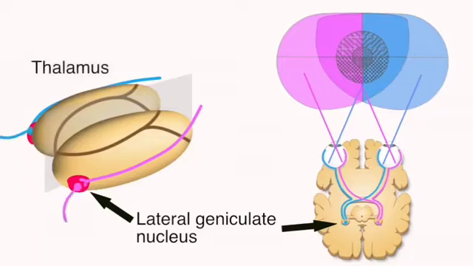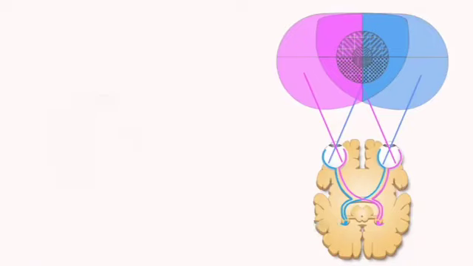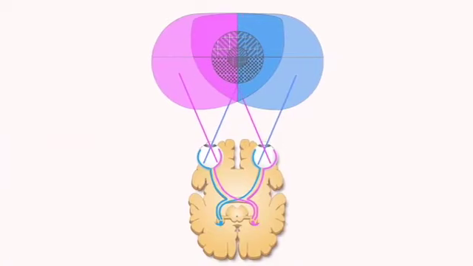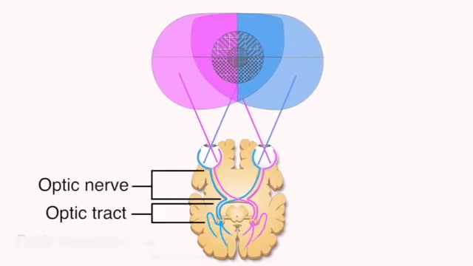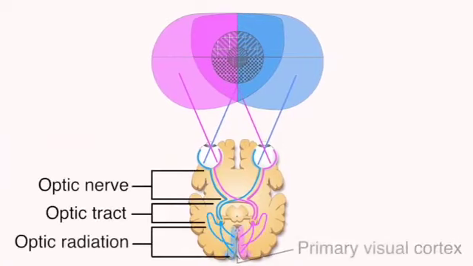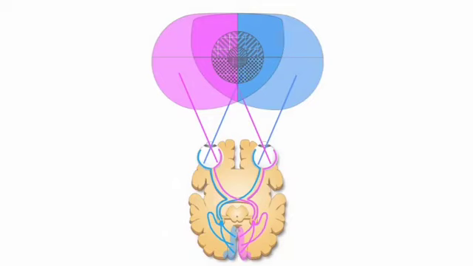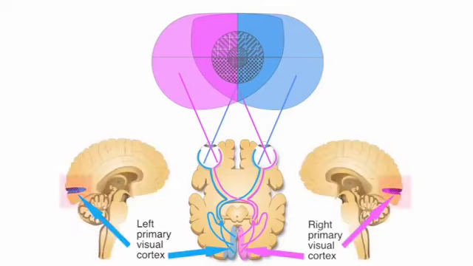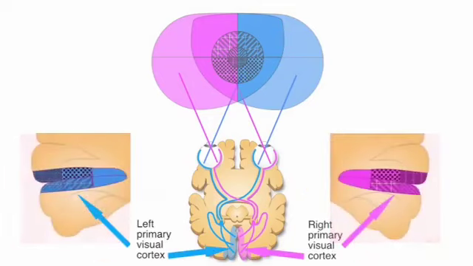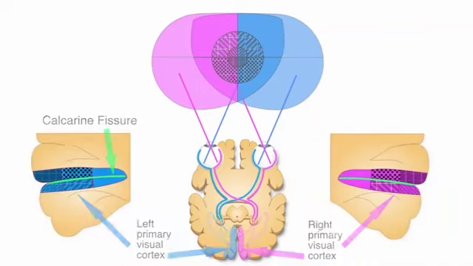Here, the optic tract fibers synapse with the third-order sensory neurons, whose cell bodies are located within the lateral geniculate nucleus. The axons of these third-order neurons form the optic radiation, which relays the visual information to the primary visual cortex. The majority of the primary visual cortex is located on the medial surface of the occipital lobe along the calcarine fissure, with the remainder located on the posterior surface of the lobe.